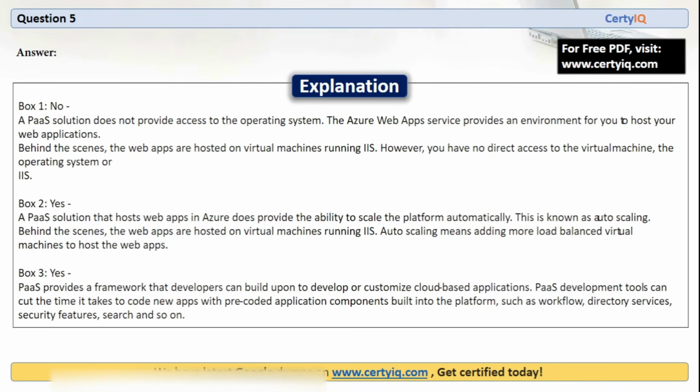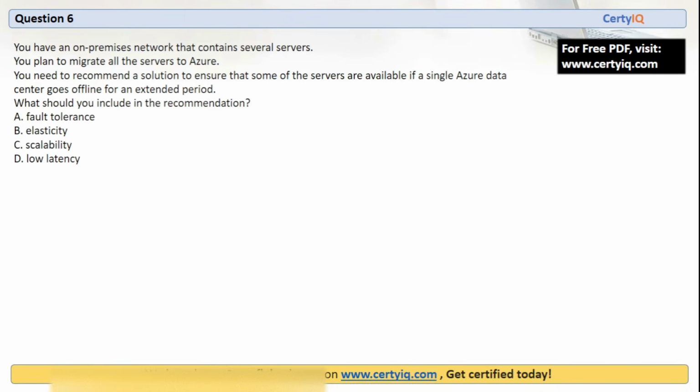Moving on, question number 6. You have an on-premise network that contains several servers. You plan to migrate all the servers to Azure. You need to recommend a solution to ensure that some of the servers are available if a single Azure data center goes offline for an extended period. What should you include in the recommendation? A. Fault tolerance. B. Elasticity. C. Scalability. D. Low latency.